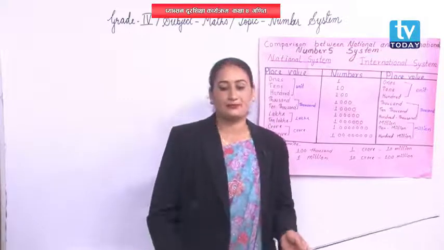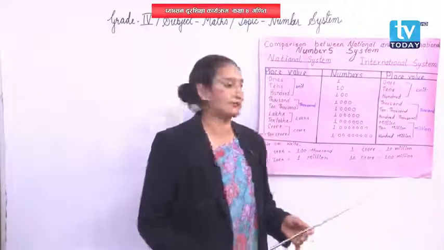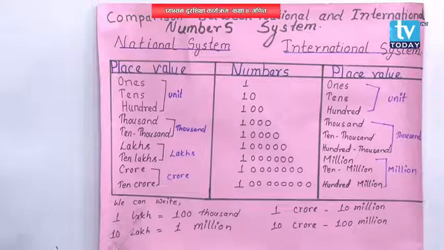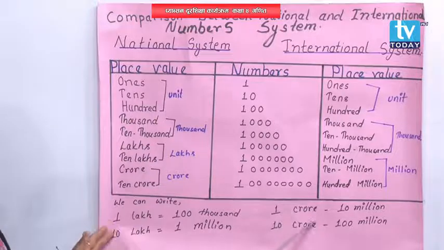Okay, students. Now, lastly, let's have a look at it. We can write, if there is 1 lakh, then we can write it as 100,000 in international. This is the comparison between national system and international system. The main differences are written over here.